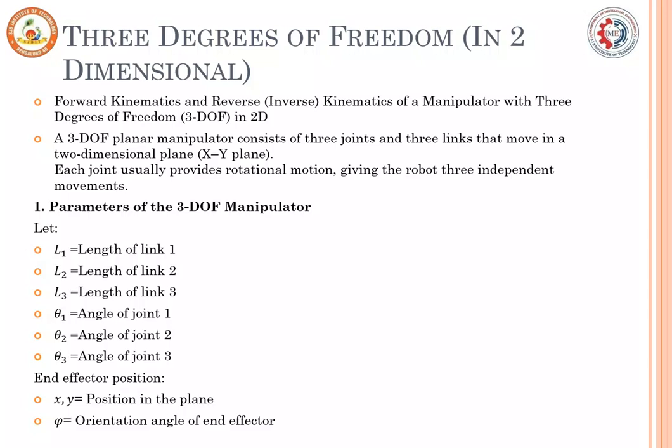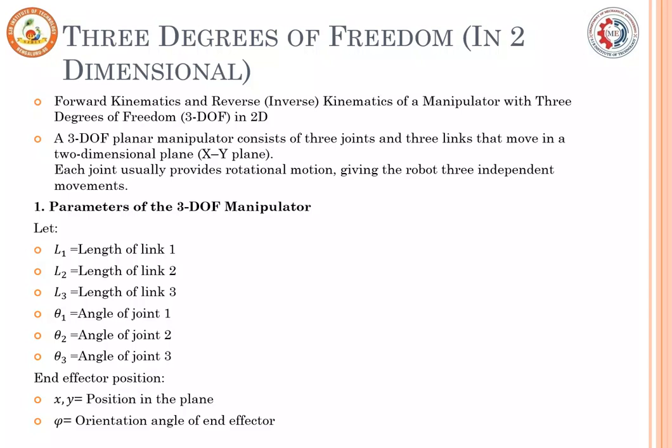Welcome to the module 2 contents, that is robotic kinematics and the control system. Here we are going to discuss 3 degree of freedom in two-dimensional cases in the robotic system. The forward and inverse kinematics of a manipulator with 3 degrees of freedom in the 2D environment you are supposed to consider.